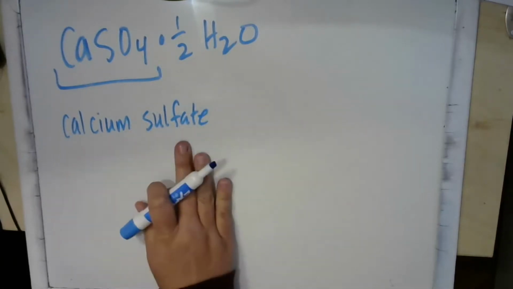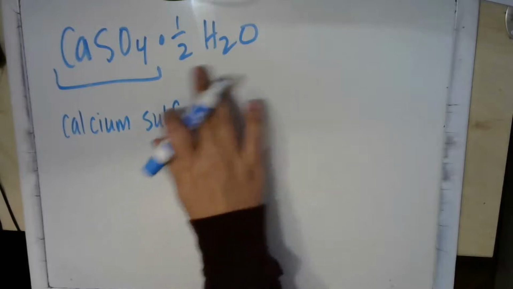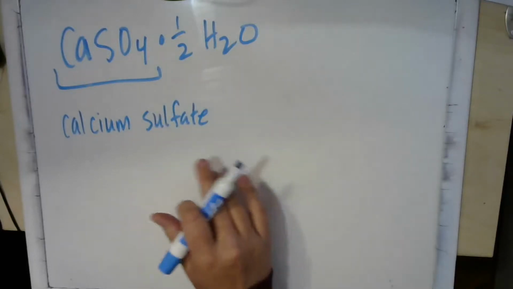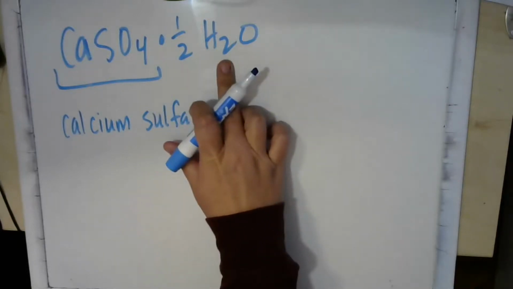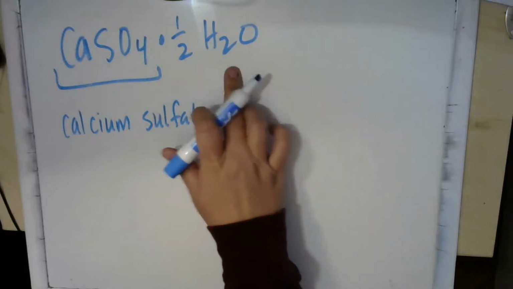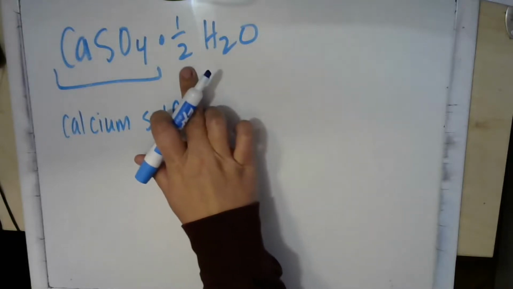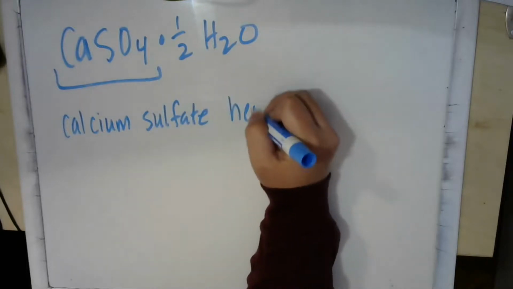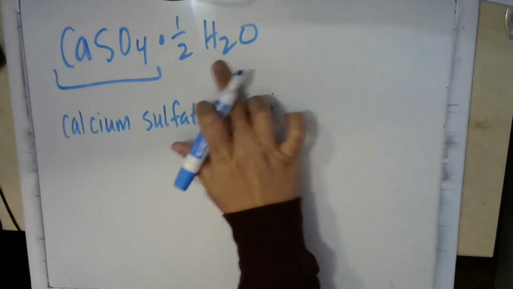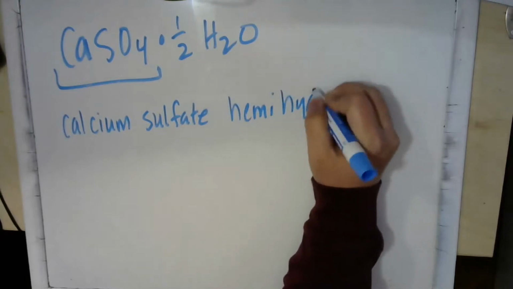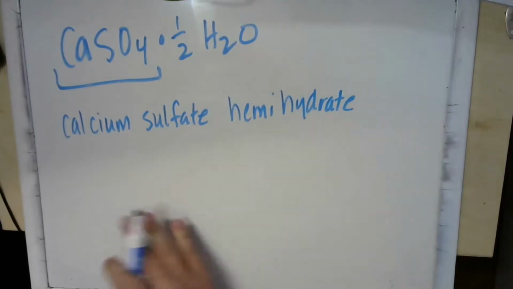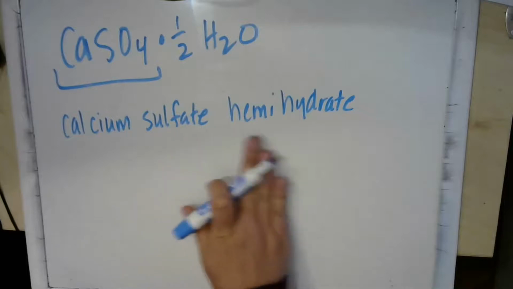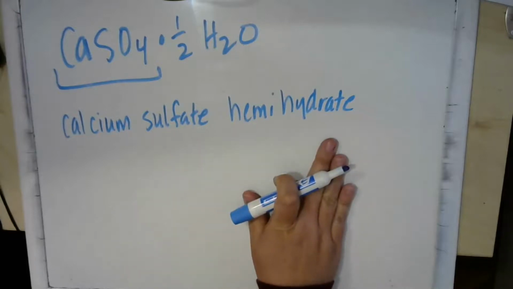So after you name the ionic compound part, that's when you deal with this part. And so you say, all right, I have half of a water molecule, whatever that means, right? But half a water molecule. So you're going to indicate the half with that prefix hemi. And you're going to indicate the water by using the word hydrate. So we have calcium sulfate hemihydrate. All right.